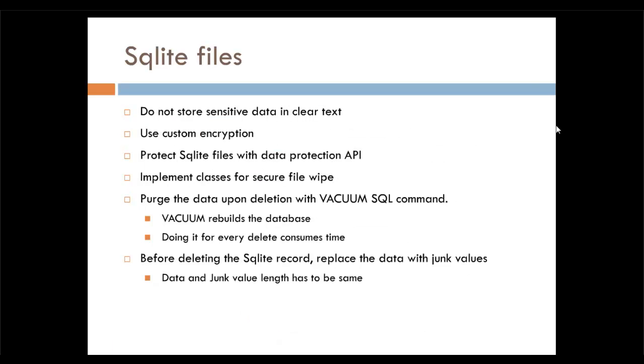So more or less, do not store any sensitive data in clear text in SQLite files. Always use custom encryption and protect the SQLite files with data protection. And also implement classes for secure file wipe. And if you are deleting a record from SQLite, overwrite the content so that even if forensic techniques are used, the junk data will be recovered and the original data will be safe. And there is a command in SQLite, vacuum, which rebuilds the database and removes the uncommitted data from SQLite. So if you are building an application, use this command.